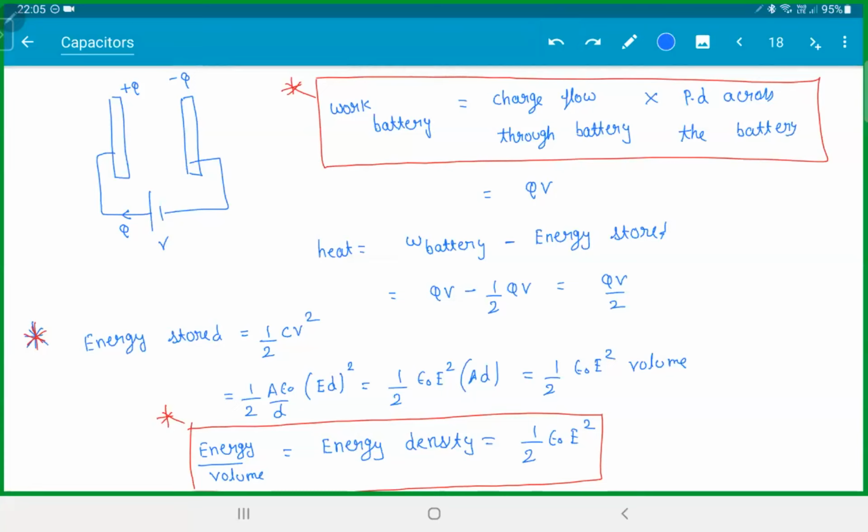It's like, if I tell you like this, if a body has more speed, it has more energy, agreed? But how many times more? Half mv square, right? If the speed is double, you have 4 times more energy. Same way, if you increase the field to double, you'll get 4 times the energy. So this is like a proof that the energy is actually stored in the form of electric field.